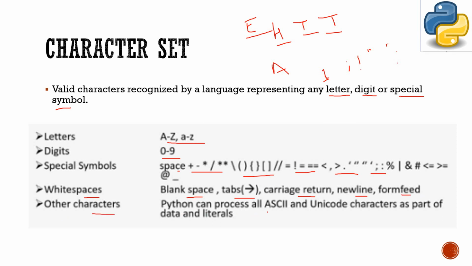After that, we are having other characters. Python can process all the ASCII. What is the full form of ASCII? American Standard Code for Information Interchange, and the Unicode characters. Unicode means universal code. In ASCII, it is having the storage as 2 to the power 7 bits, whereas in Unicode, we are having 2 to the power 16. In Unicode, almost all the languages of the world are included, and still it is left with blank space. So Python includes both ASCII and Unicode data and literals.